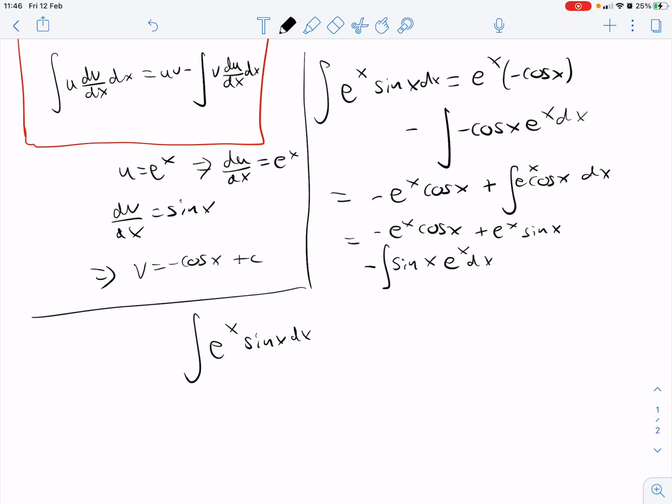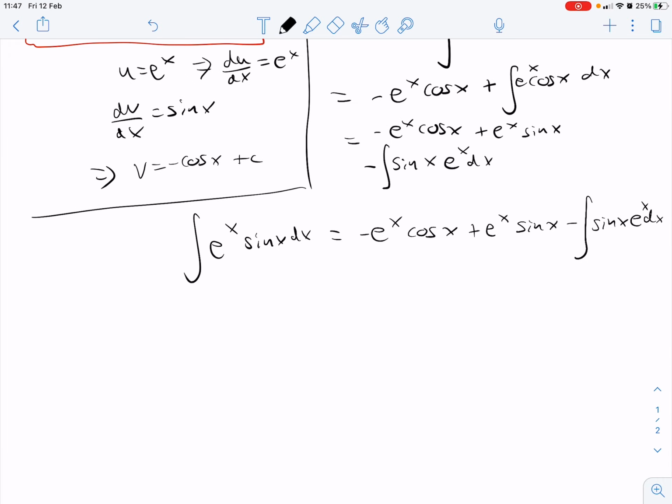So we've got that, and now we've worked out everything. So we worked out that bit as being equal to this stuff here: minus e to the x cos x plus e to the x sine x minus the integral of sine x e to the x dx. Alright, so we know that to be a fact. So let's rewrite that out more neatly.